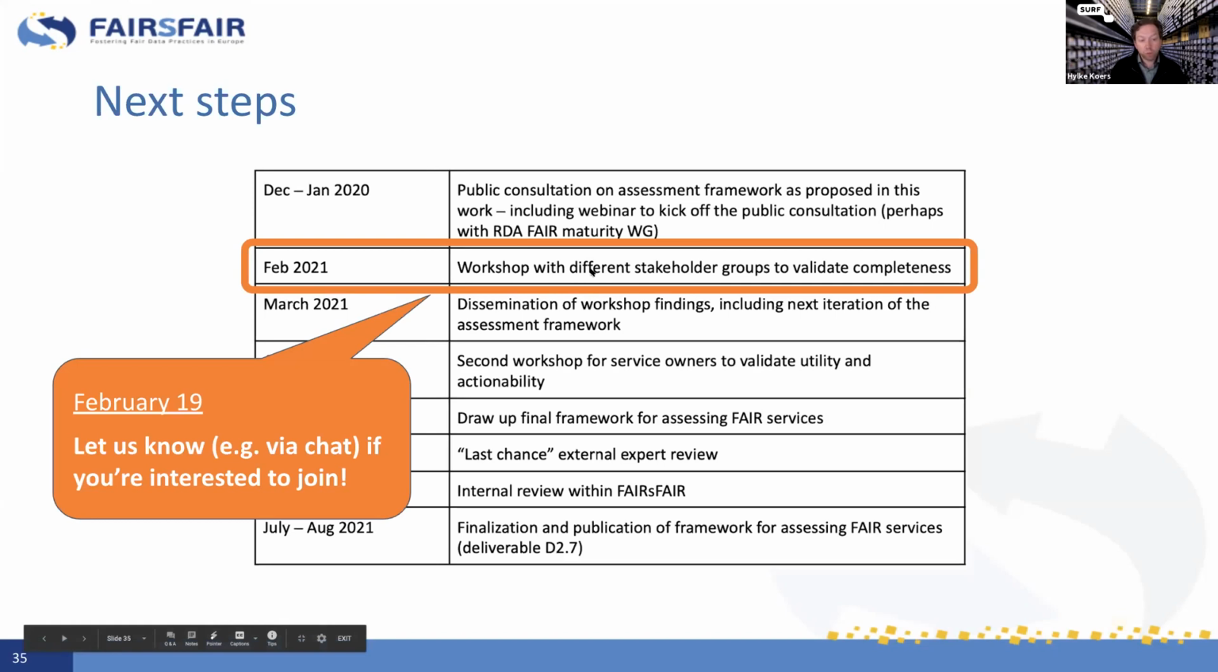Just to call out the workshop, the tentative date for that is February 19. We'll get this published as soon as possible, but if you are interested in this, please save the date. And also let us know if you would like to join, maybe leave your email address in the chat or send us an email afterwards, and then we will make sure that you receive an invitation.